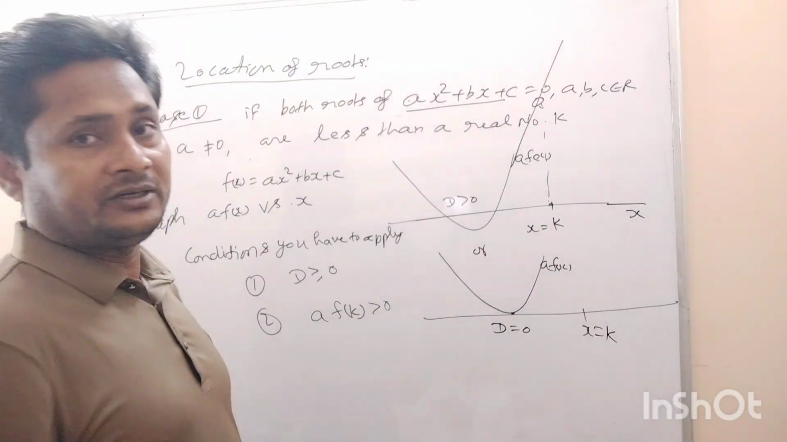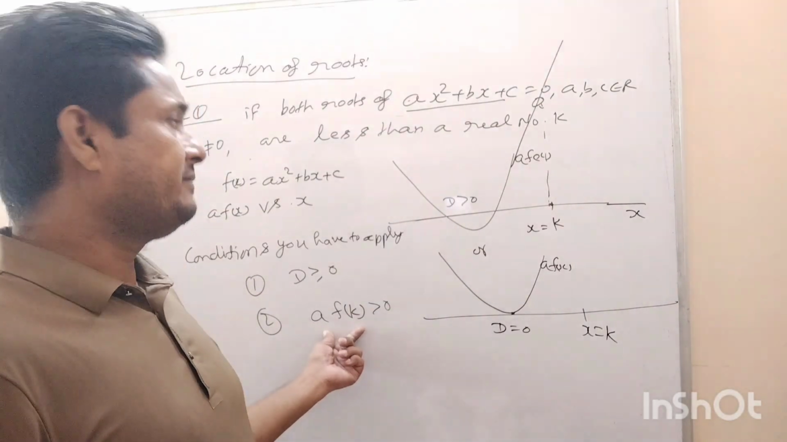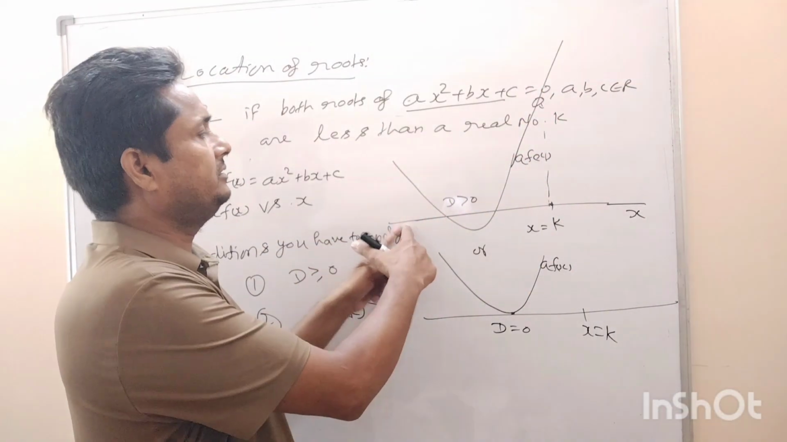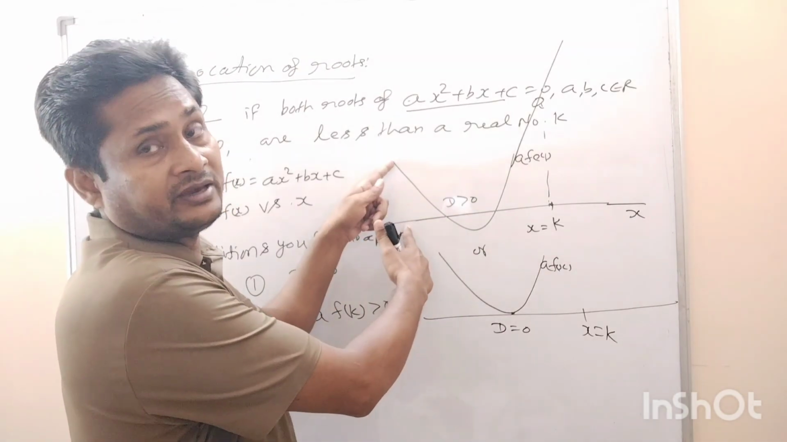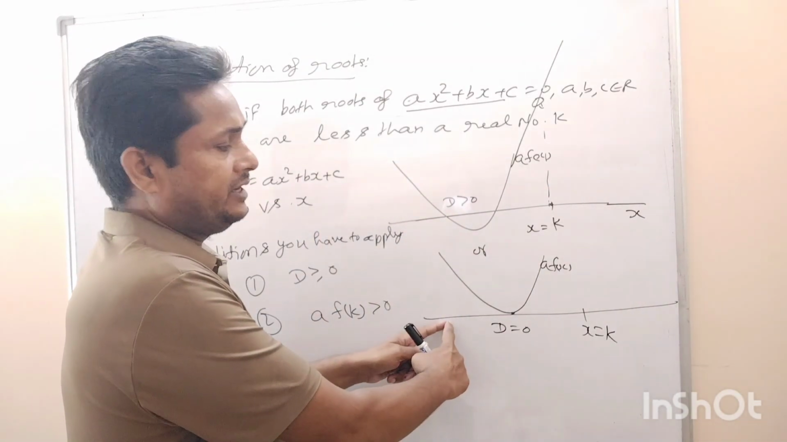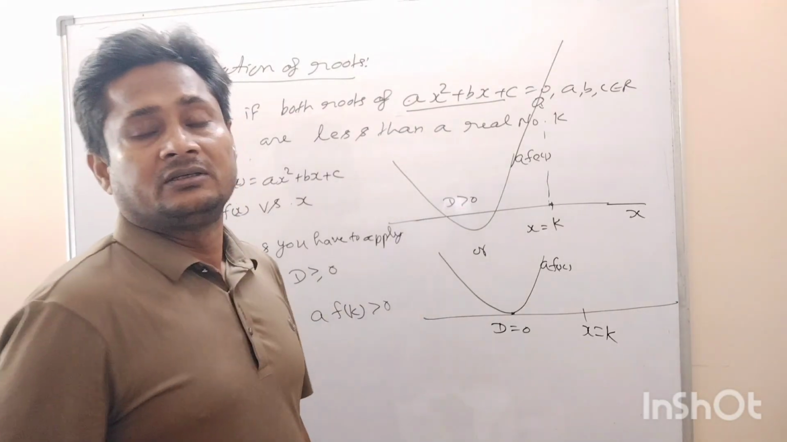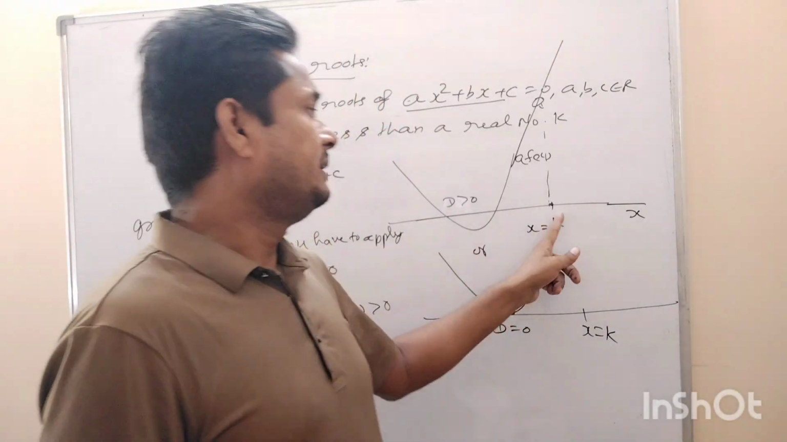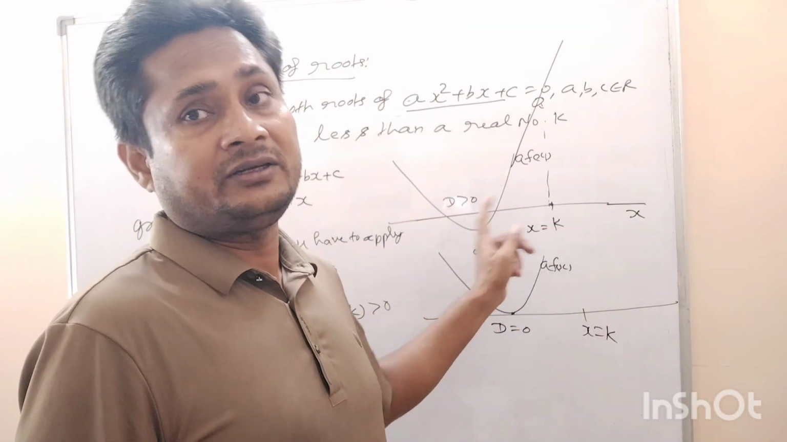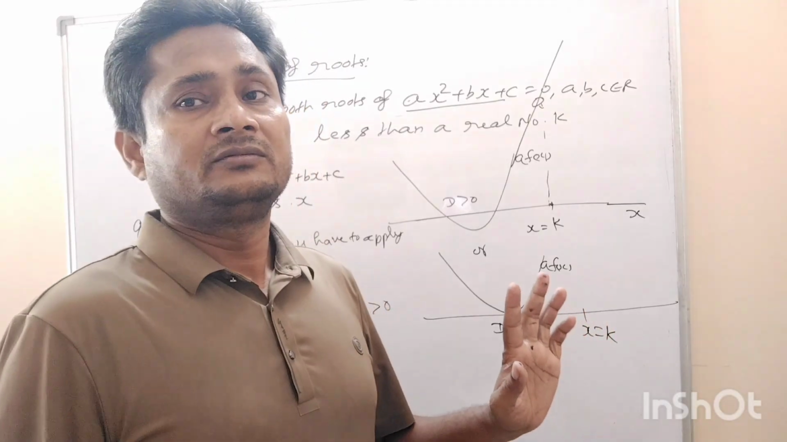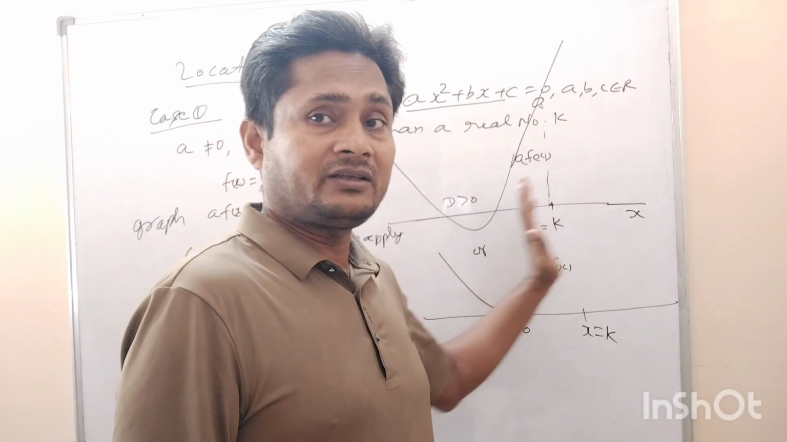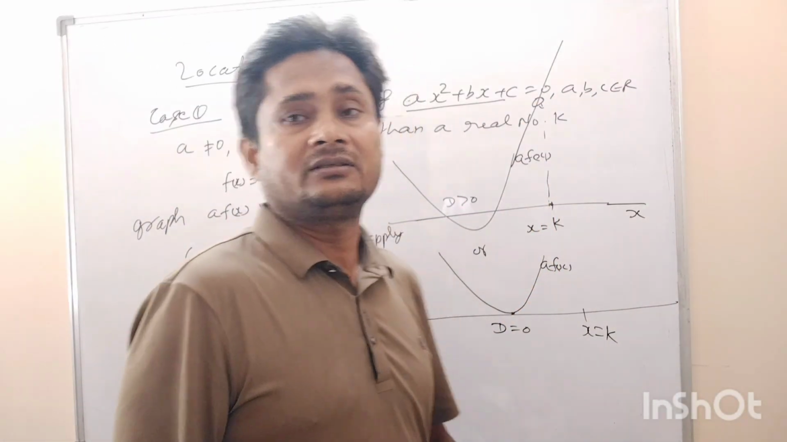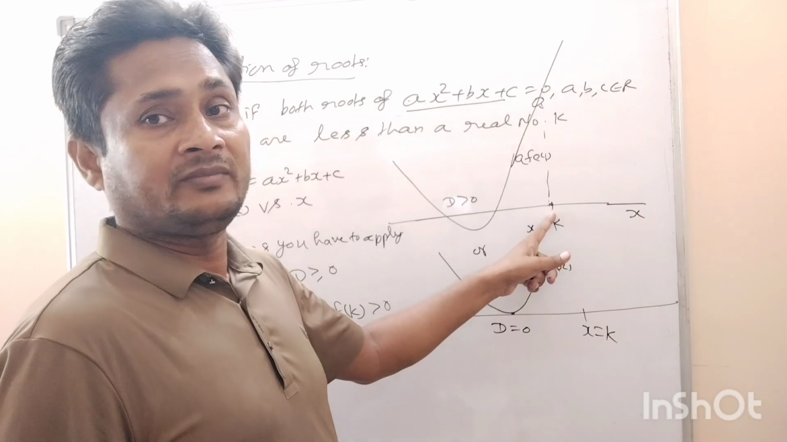But if we apply the second condition, a f(k) is positive, maybe this side also and this side also. If k lies this side, then on this side also a f(k) is positive. If k is here, then on this side also a f(k) is positive. But we want k this side because k is what? Greater than both roots. If we want k greater than both roots, then we have to choose k on this side, and we have to restrict k to this side.